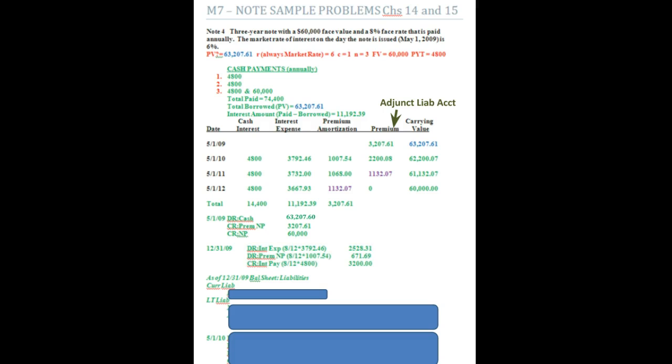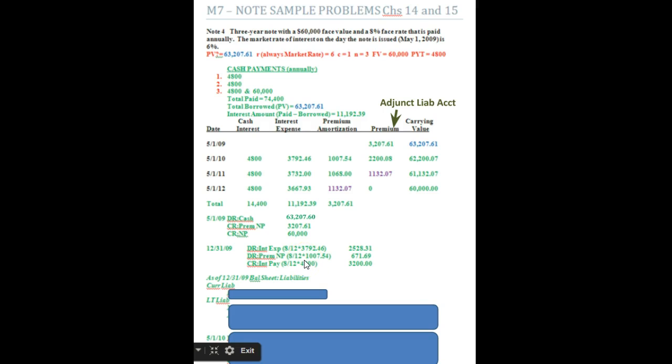All right, then we have 12/31/09. So here's our adjusting entry. Like I said before, you're using 8/12. We're still working off that 8/12. So we're accruing 8/12 of this interest expense. We're accruing 8/12 of the premium account. So that's how we get the 671.69. And we also have 8/12 of the cash interest that goes into interest payable. So that's how we get that entry.